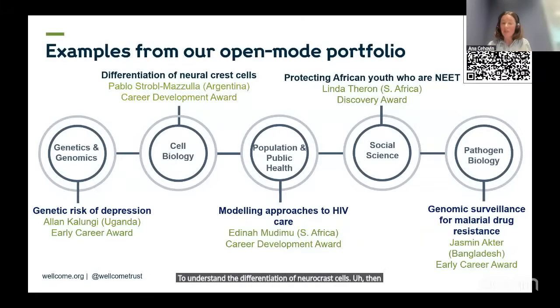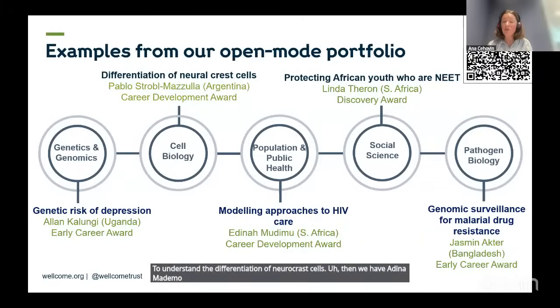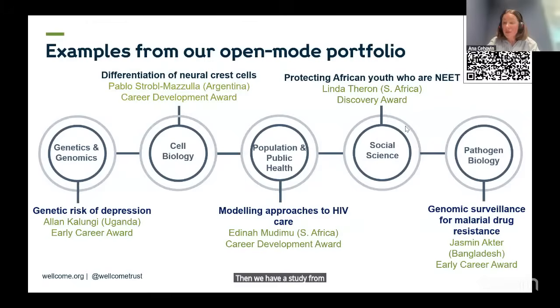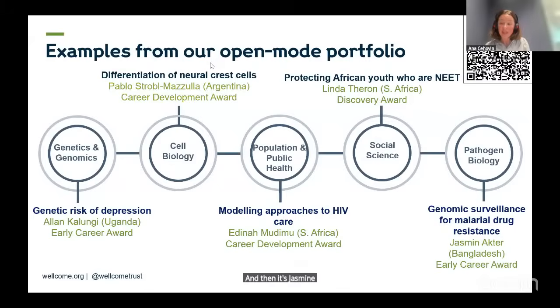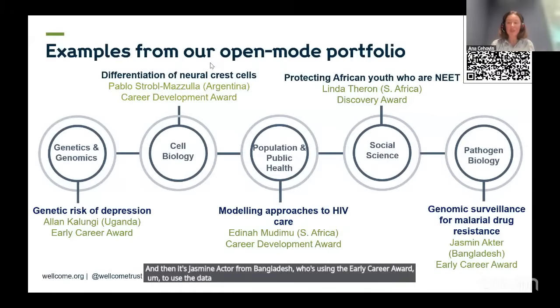Then we have Adina Mudumu from South Africa, who is using surveillance data to understand approaches to HIV care. Then we have a study from Linda Theron, who is using Discovery Awards to understand the risks and resilience of African youth. And then Jasmine Akhter from Bangladesh is using the Early Career Award to use data from genomic surveillance to understand malarial drug resistance.